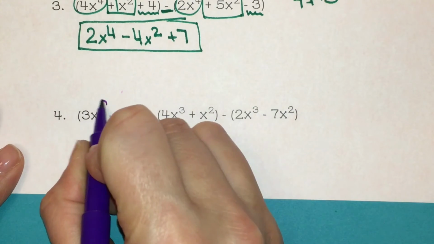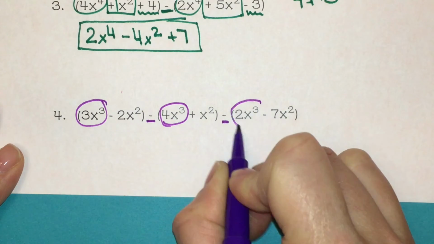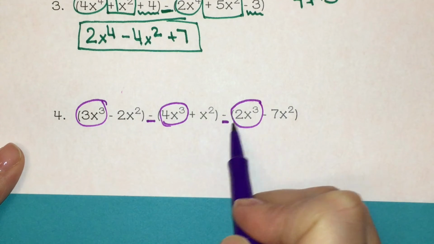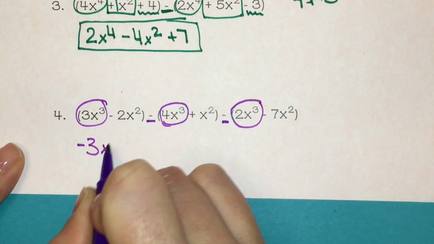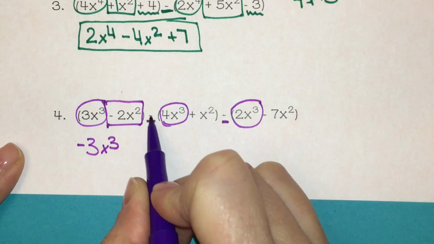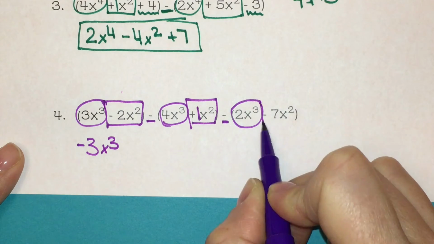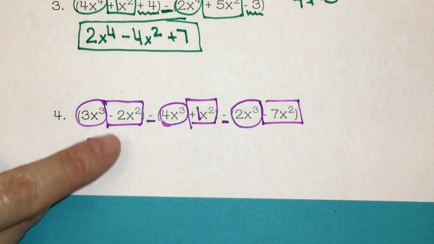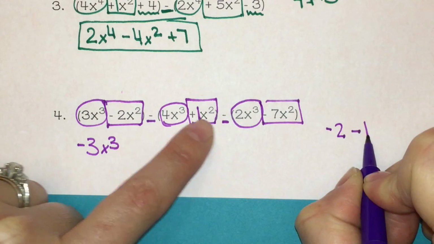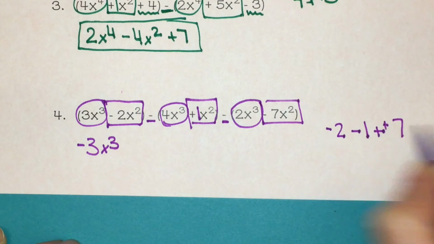We have 3x cubed minus 4x cubed minus 2x cubed. So 3 minus 4, negative 1. Negative 1 minus 2 is negative 3x cubed. All right, now we have x squared. That's a negative 2x squared minus 1x squared minus negative 7x squared. So for my x squared terms, I have negative 2 minus 1 minus negative 7. So minus a negative changes to plus a positive.